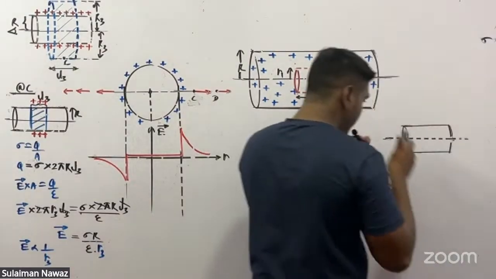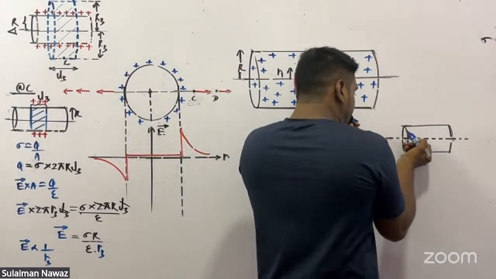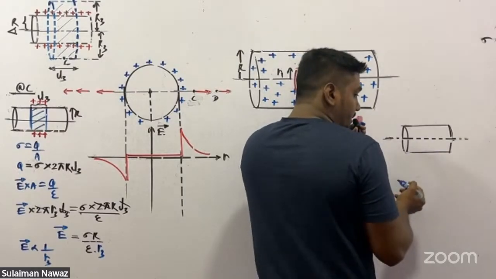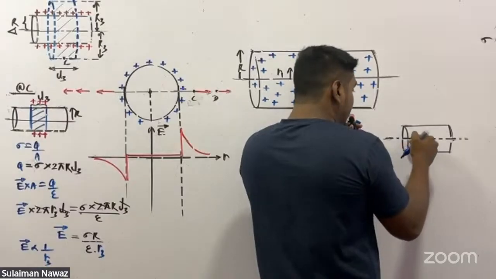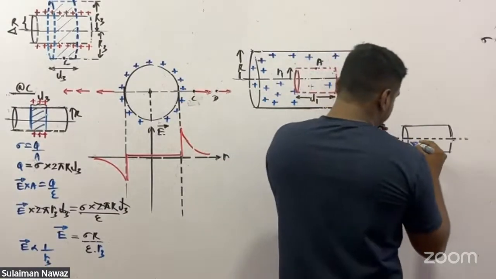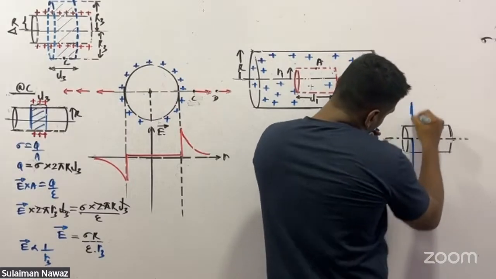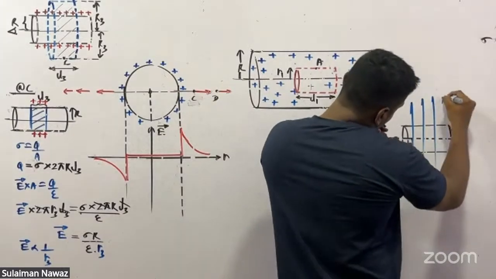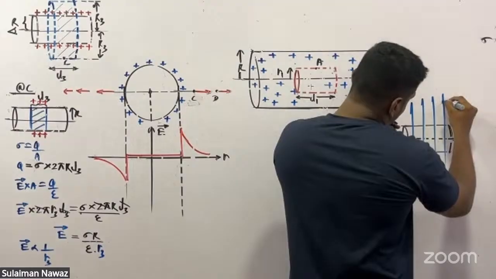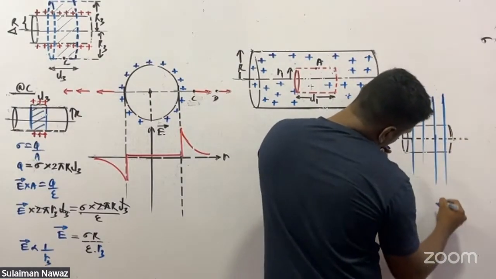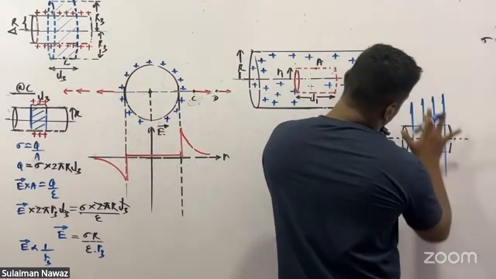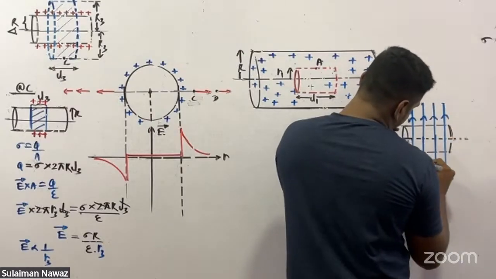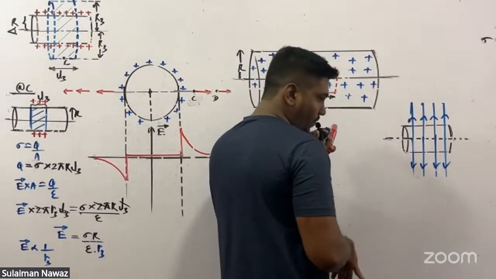If I draw these electric field lines, since charges are spread throughout the volume of the non-conductive solid cylinder, the electric field lines start from inside the cylinder. This is the front view.